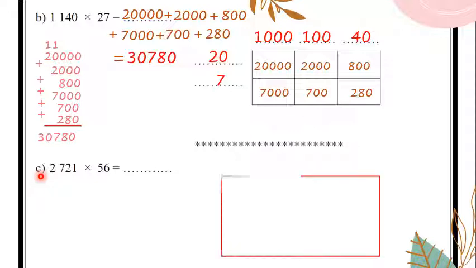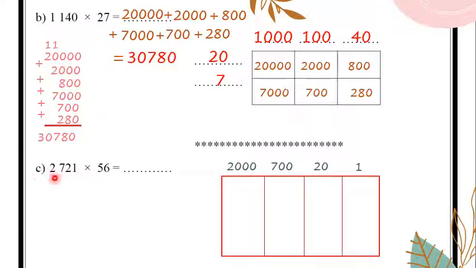In exercise C, 2,721 times 56. First of all, we will draw the area model and break 2,721 into 2,720 and 1. Then let's break the other number, 56. I will break it into 50 and 6. Let's multiply. 50 times 2,000 equals 100,000 and 50 times 700 equals 35,000. 50 times 20 equals 1,000 and 50 times 1 equals itself, 50.